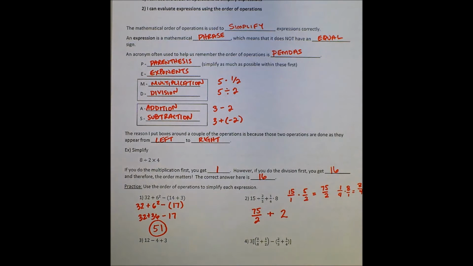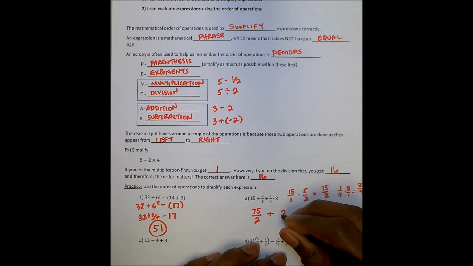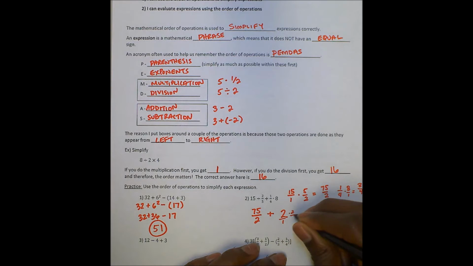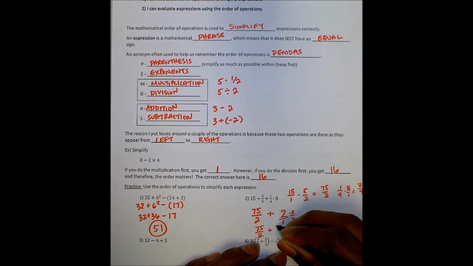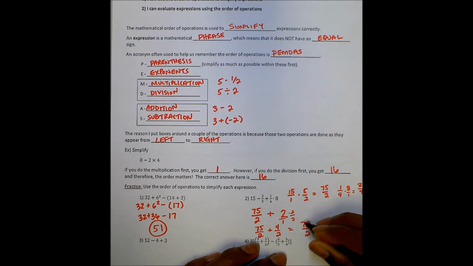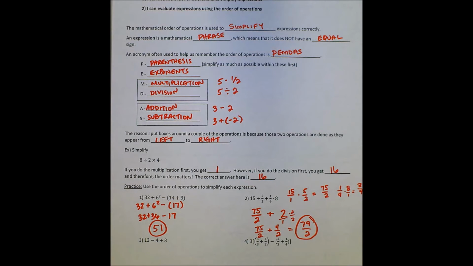In order to add these together, we need to have the same denominator. And so in order to get that, I am going to multiply this by 2 over 2. That way we get the denominator to be 2. And so we'd have 75 over 2 plus 4 over 2, which gives us 79 over 2. Okay, and I can leave that answer like that. If there are directions that tell you to round to the nearest tenth, or leave it as an improper fraction, make sure you follow those directions.